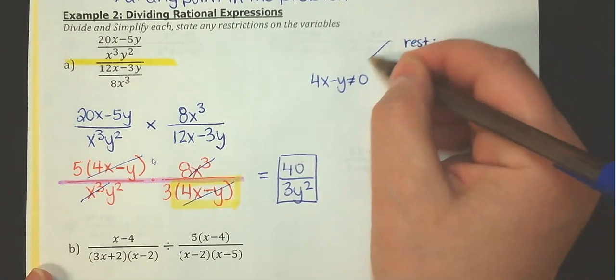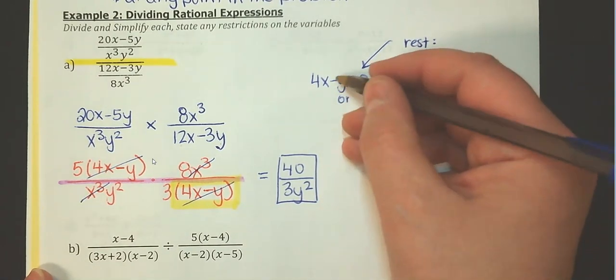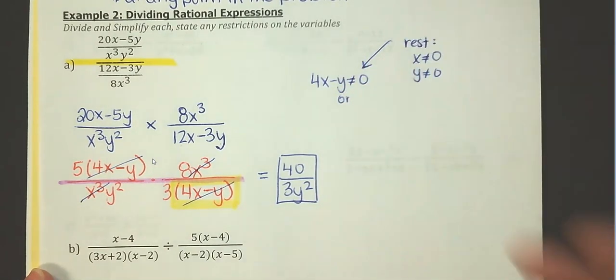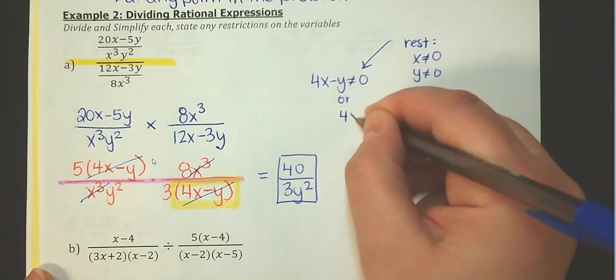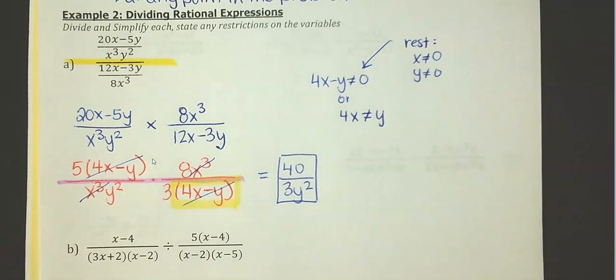That's a restriction. Or sometimes if you see this in a textbook or something like that, they might almost do a step to solve that equation. They might write it just like to add the y. They might say 4x cannot be equal to y. Either one of those would be good as a restriction for that situation.